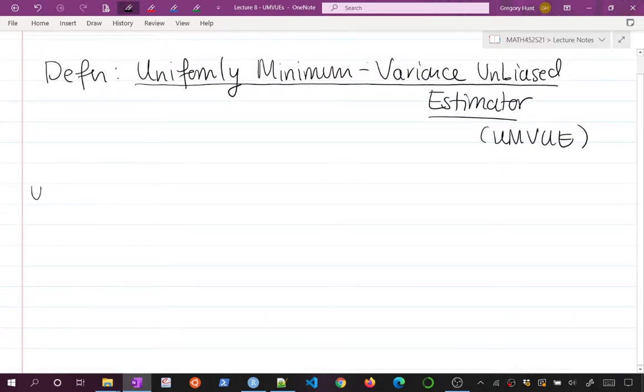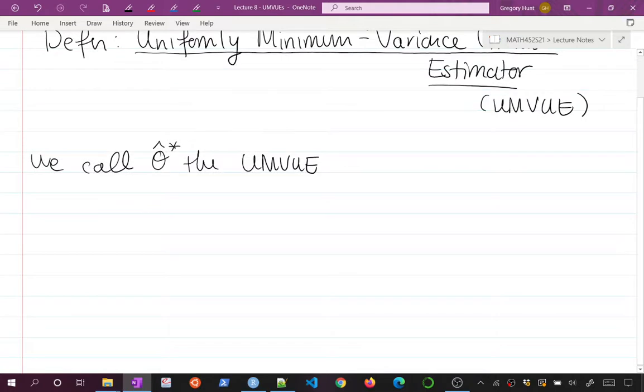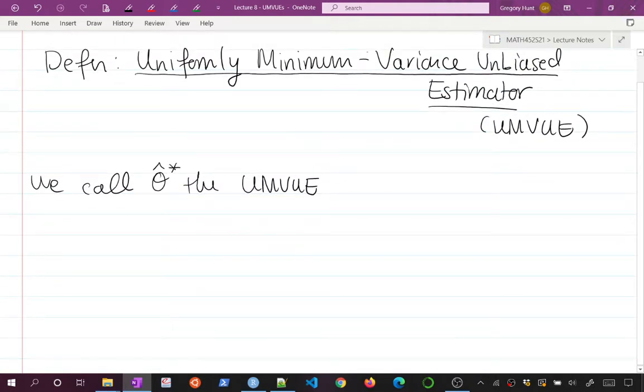But we call some estimator, let's say T, or what did we use last time? We can call it maybe theta hat star. So here star is going to mean it's the best estimator. And we call theta hat star the UMVUE if it basically is a minimum variance unbiased estimator.